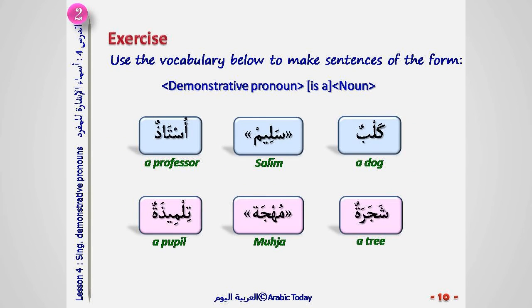Exercise. Use the vocabulary below to make sentences of the form demonstrative pronoun is a noun. كلب. سليم. أستاذ. شجرة. مهجة. تلميذة. Stop the video and try to do the exercise. As always, I will give the answers in the next slide.